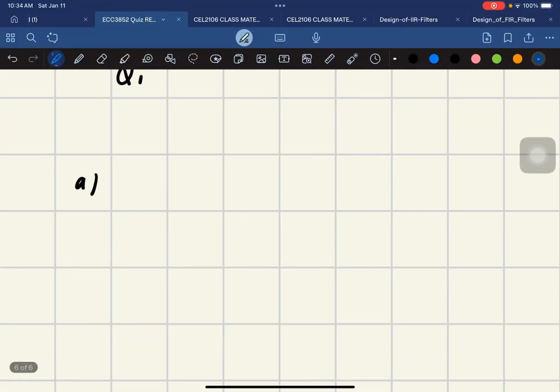Part A. The sample signal can be expressed as s[n] equal to s(t).